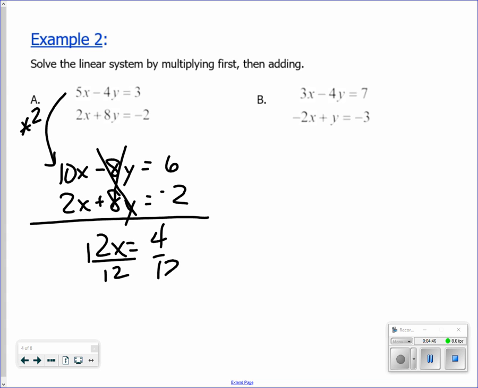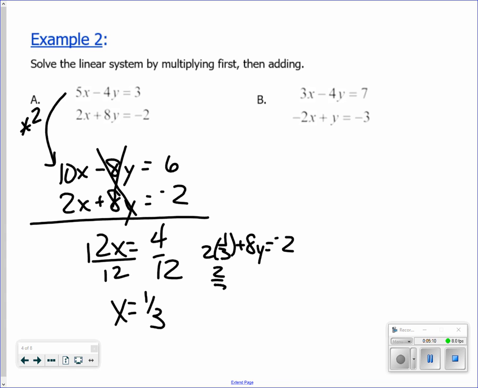Now this one ends up being a fraction. I get 1/3. So sometimes you're going to get a fractional answer. So this isn't a very good example for us to probably start off with, but I'm going to keep going. So I'm going to put 1/3 in for x. So 2 times 1/3 plus 8y was equal to -2.